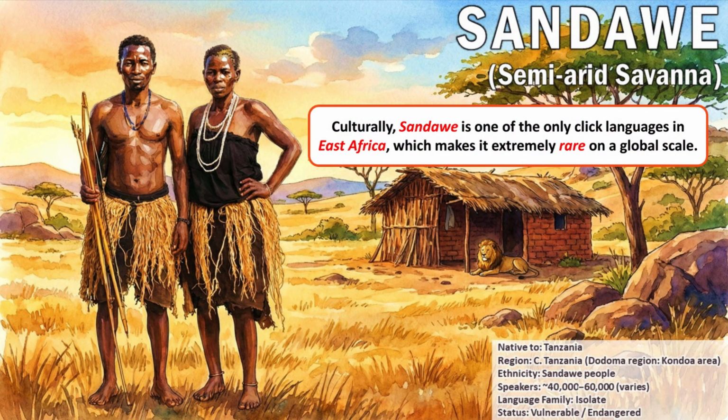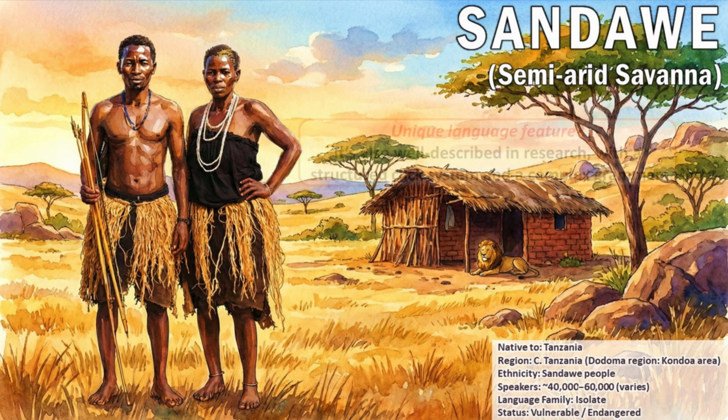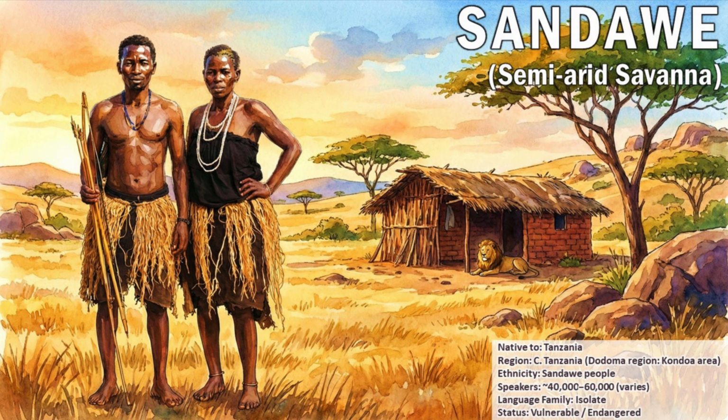Lifestyle and livelihoods in Sandawe-speaking areas can be mixed, depending on community, often involving local rural economies, including farming and herding. Culturally, Sandawe is one of the only click languages in East Africa, which makes it extremely rare on a global scale. When it comes to click sounds, Sandawe is commonly described as using 3 basic click types. It is also well described in research, with a structured click system and a complex grammar. Now, let's listen to a sample.